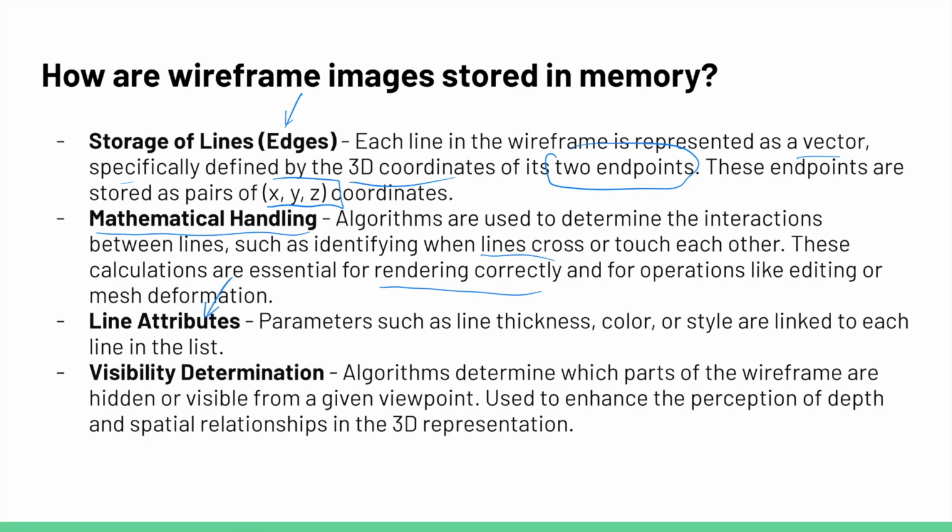Also, we can attach data to different vectors or different lines. We're going to have things like thickness, color, or style. And finally, algorithms are going to determine which parts of the wireframe are hidden or visible from a given viewpoint. So we can take these wireframes and use algorithms to determine what's going to be shown and what's going to be visual, which is going to be useful when you get to the rendering process.